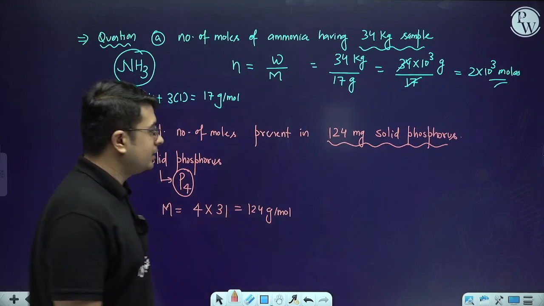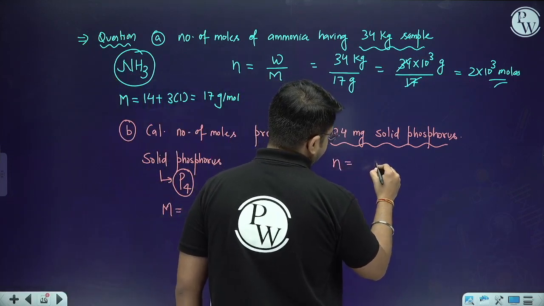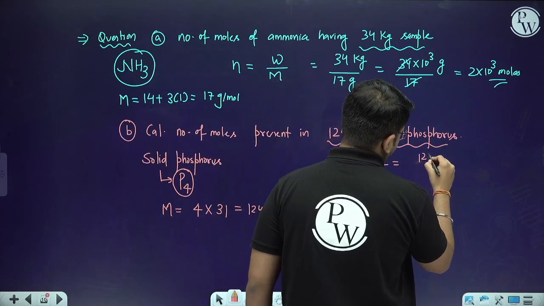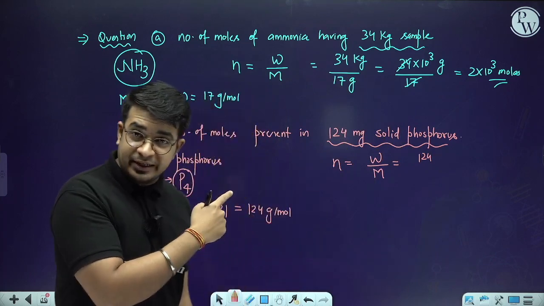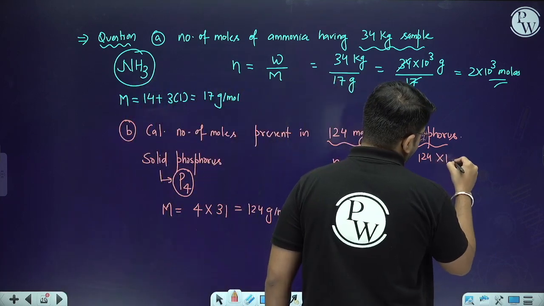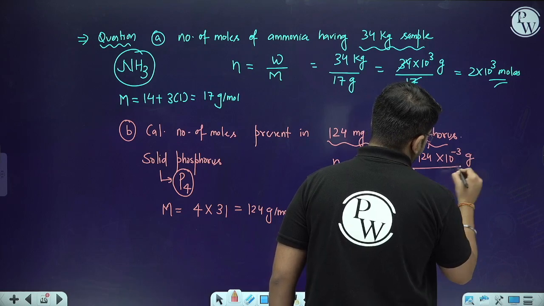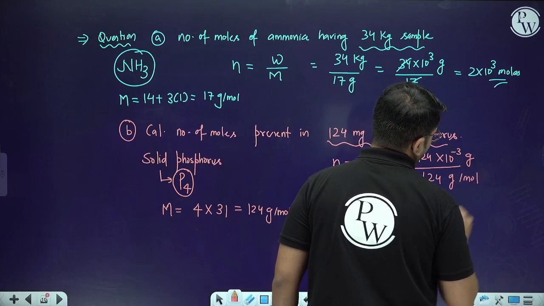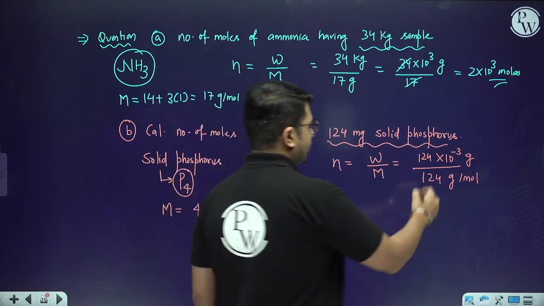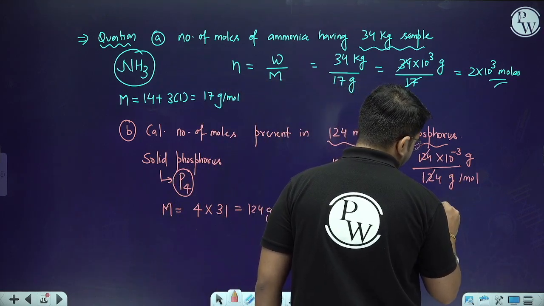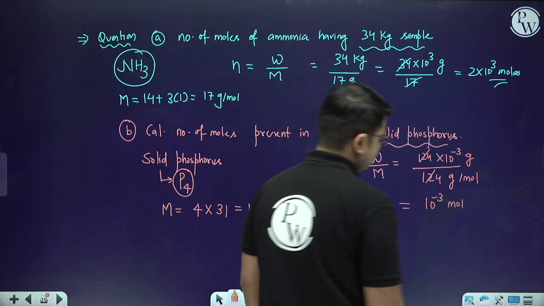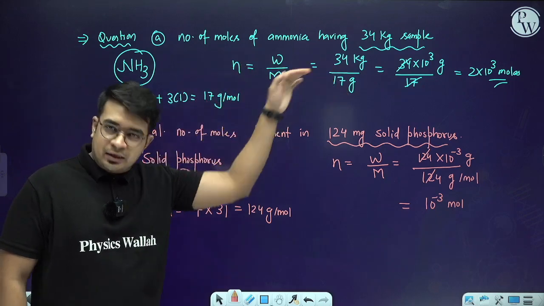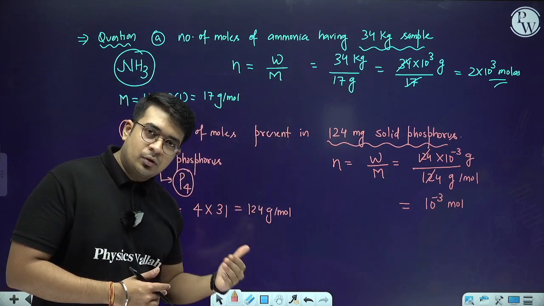Now this part is clear. We can say the number of moles is basically given weight divided by molar mass. Given weight is 124 milligram. This is in milligrams, so that will be multiplied by 10 raised to the power minus 3 grams, divided by 124 gram per mole. Now you can solve this entire part. The value will be 10 raised to the power minus 3 moles. I hope this entire part is clear. So with the help of the given information, you can convert the entire data into number of moles.